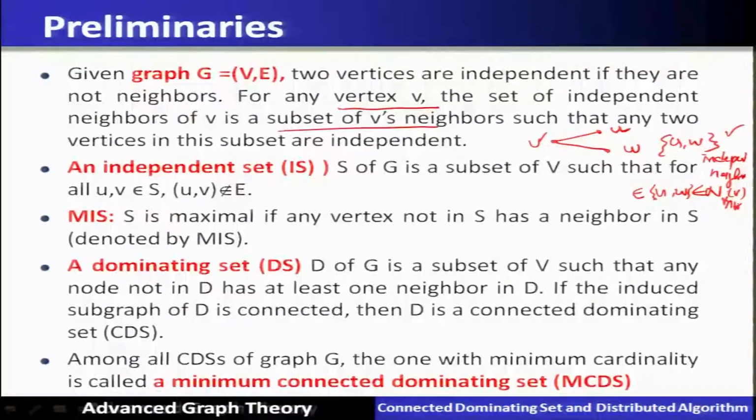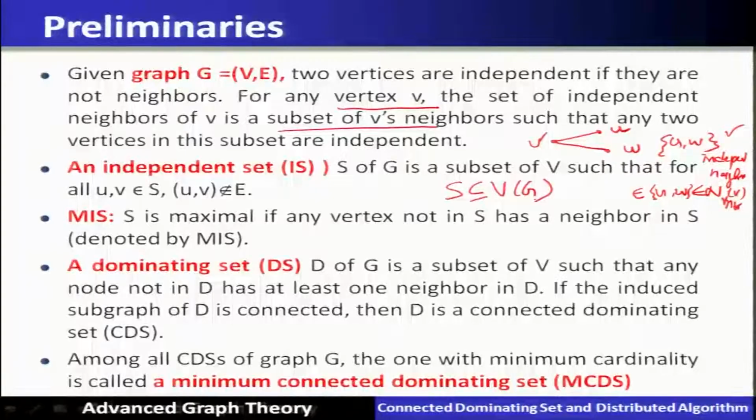Now, let us see another definition. Independent set. S of G is a subset of the set of vertices such that for all vertices U and V in S, they do not have any edge between them. That means, let us say U and V are in S, and also U and V do not have an edge in G. Then that set of vertices is called an independent set.